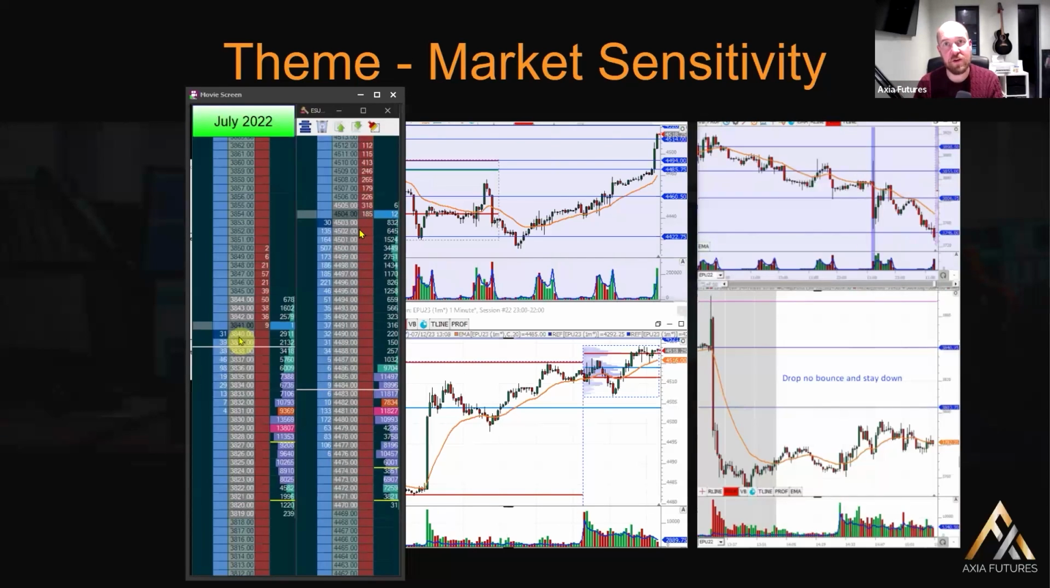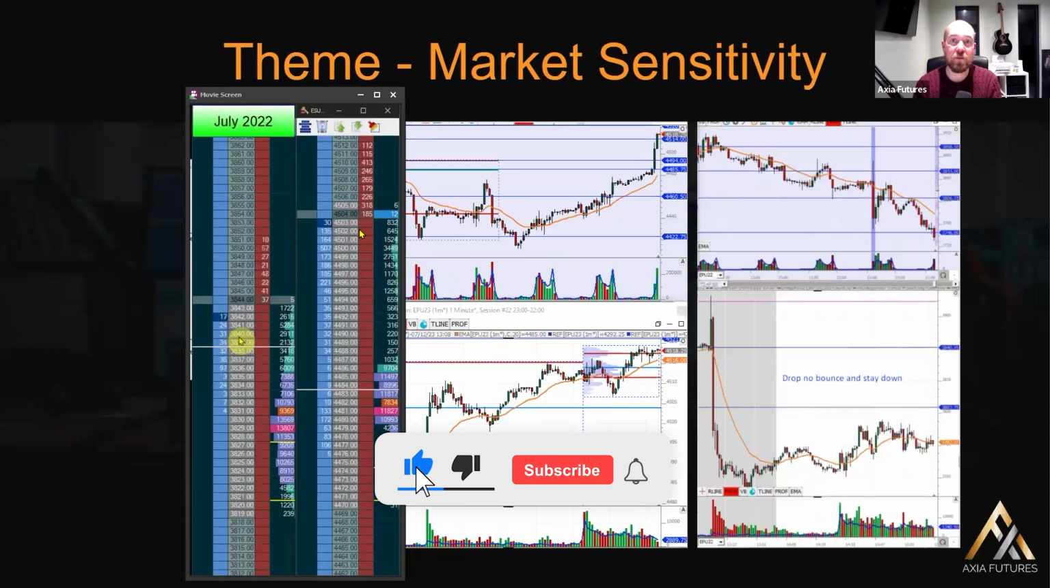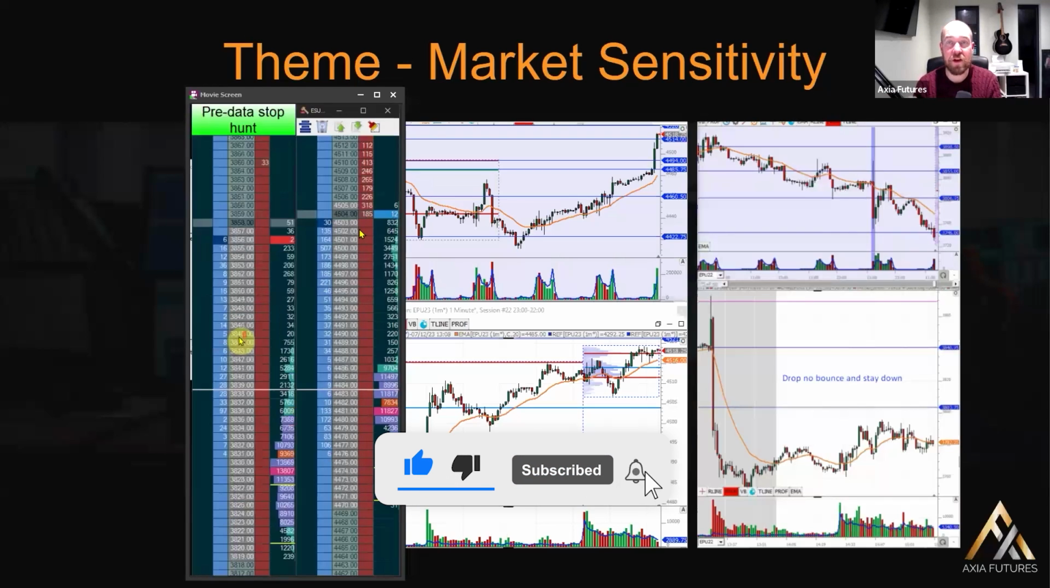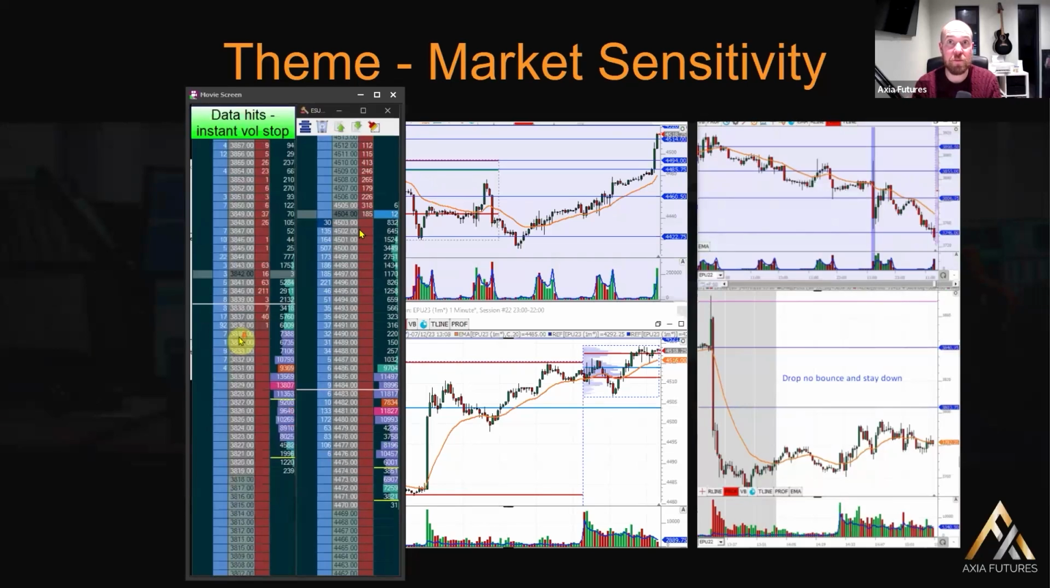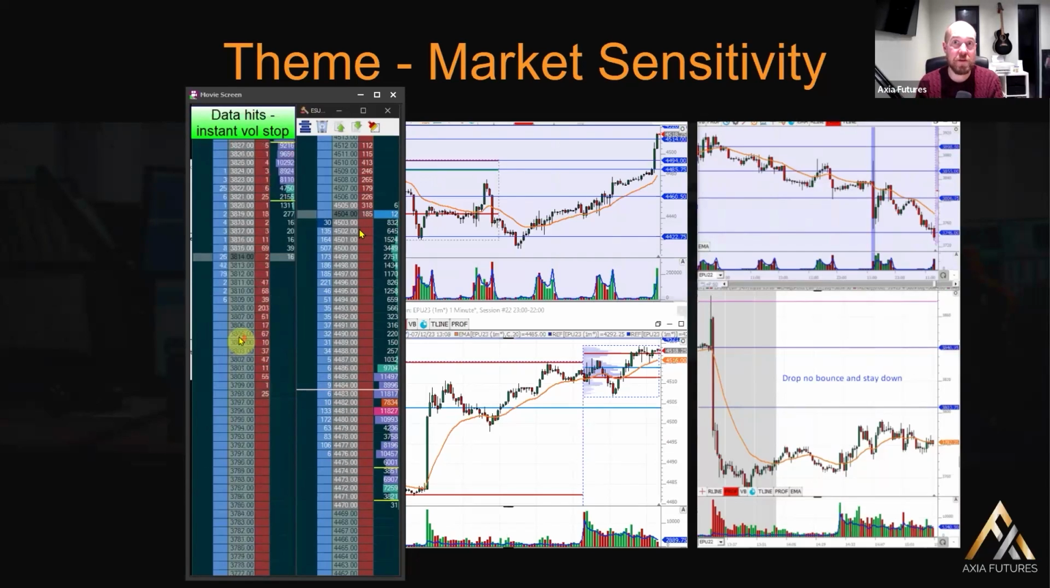Go and look at July 2022 and you get something very, very different. So again, tick compressed, it's only showing the full points. This is not even on the data. This is just pre-data, a stop hunt on low liquidity. 30 ticks, 30 big ticks, 30 points up. Then the data hits and the market immediately volatility stops. So the data hits, we're now trading down around about 50 points here.